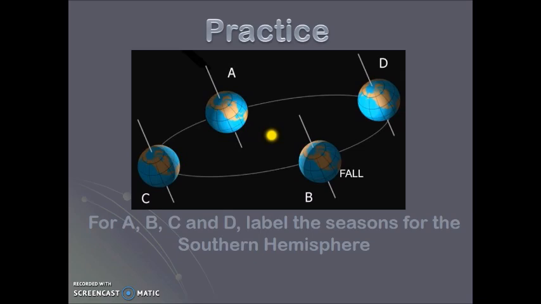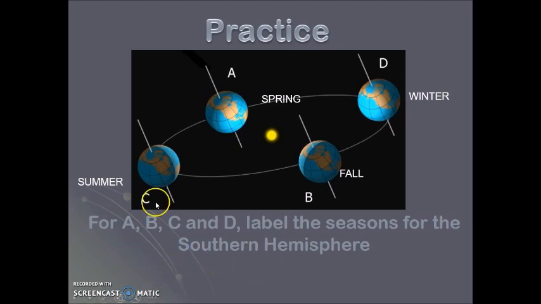This time, we're going to start with B being fall and A being spring. Notice that for the Southern Hemisphere, they have swapped. This also means that D and C have swapped. This time, D is winter and C is summer because we're talking about the Southern Hemisphere. The Southern Hemisphere is always going to have the opposite season that the Northern Hemisphere does.